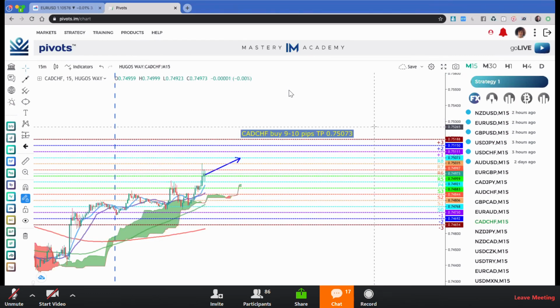Let me put it in one account so I can monitor it for you guys. CAT CHF, 0.75073. Buy, boom. That's it. Let's see if we can make some number.